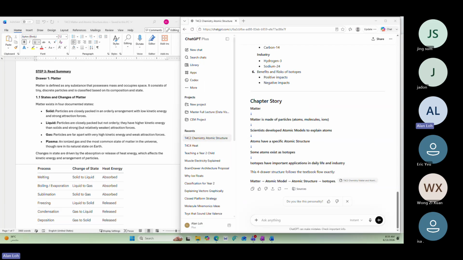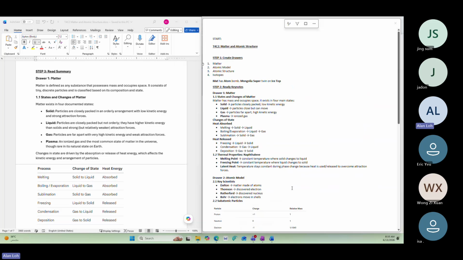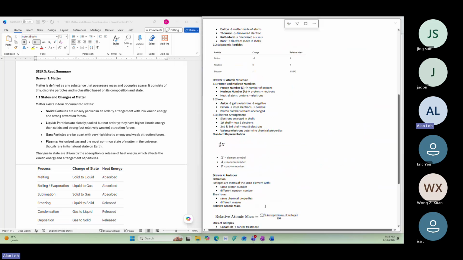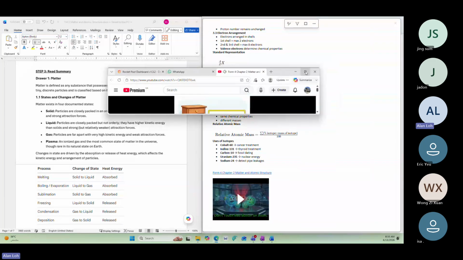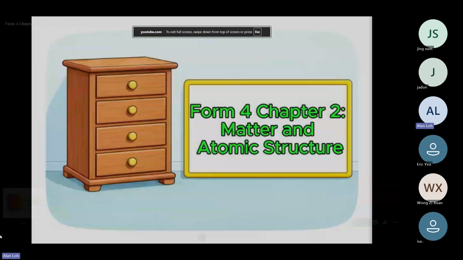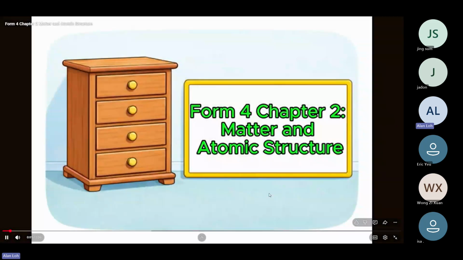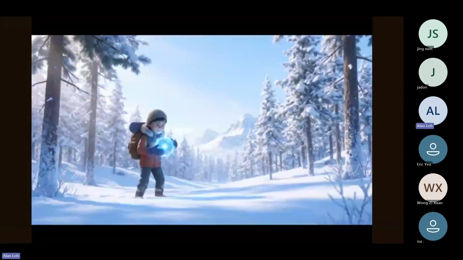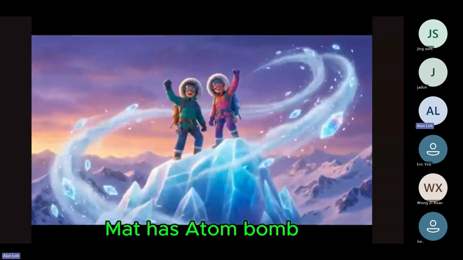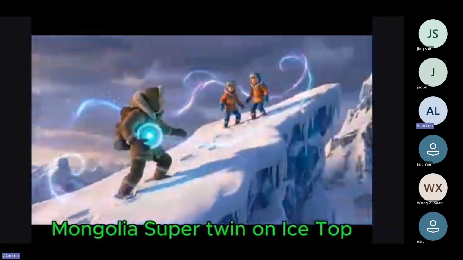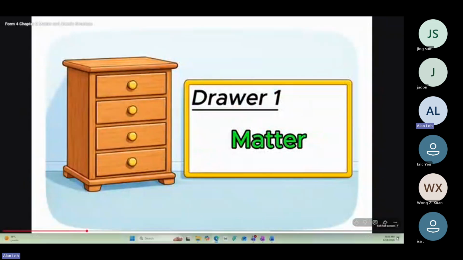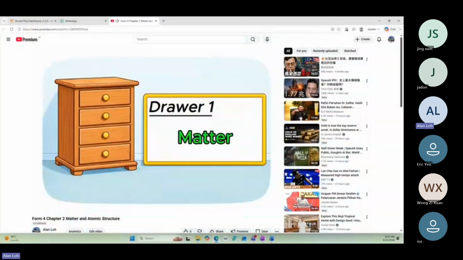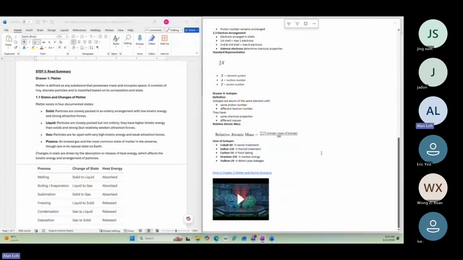Okay, let me just open the video. Form 4, Chapter 2, Matter and Atomic Structure. Okay, if you cannot see and cannot hear, let me know. Let's start. Form 4, Chapter 2, Matter and atomic structure. Matt has atom bomb. Mongolia super twin on iStop. Okay. Drawer 1. If you have a problem on the video, let me know. If not, then we will move on.